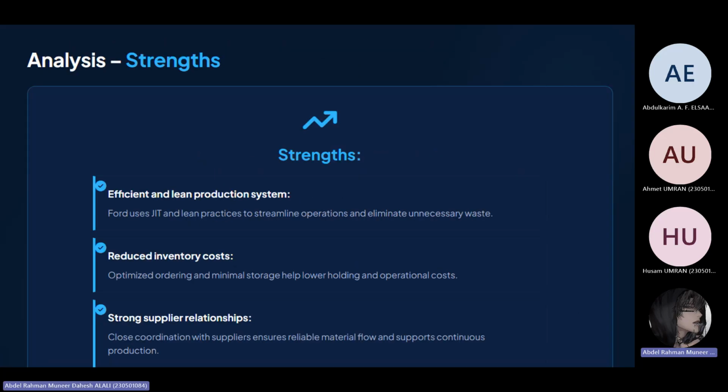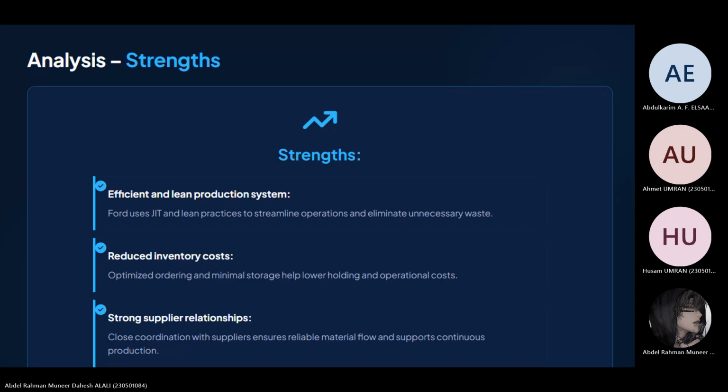Now, analysis strengths. On this slide, I'm presenting the main strengths of Ford's operation systems. First, Ford has an efficient and lean manufacturing system. By using just-in-time (JIT) and lean manufacturing practices, the company is able to streamline operations, eliminate unnecessary waste, and improve overall efficiency in the production process.